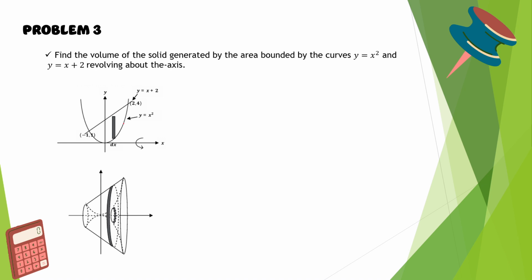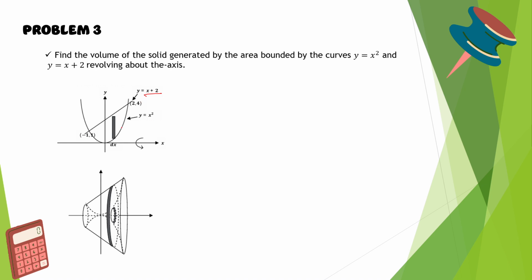So this one, if we're going to illustrate, the first thing that we need to do is illustrate. In checking your paper, you need to illustrate first so that I could figure out if you understood the graphing. So this is the illustration. This is y is equal to x plus 2, and the curve is y is equal to x squared.